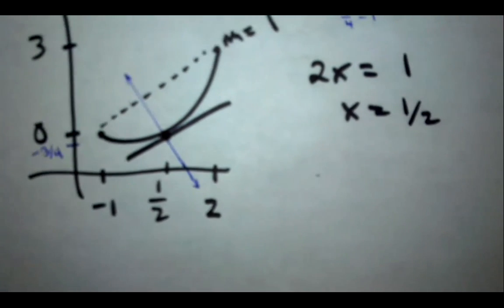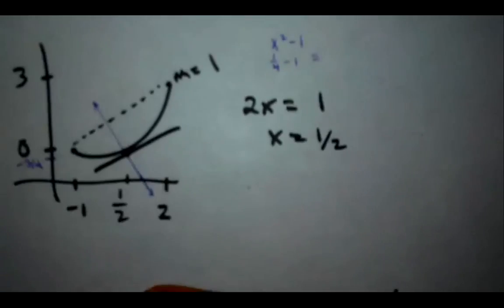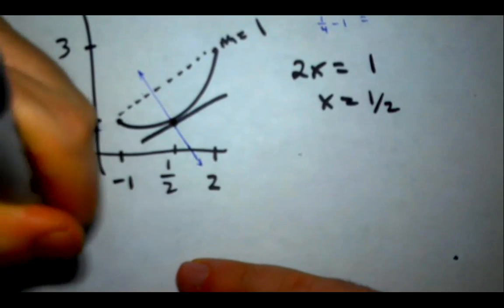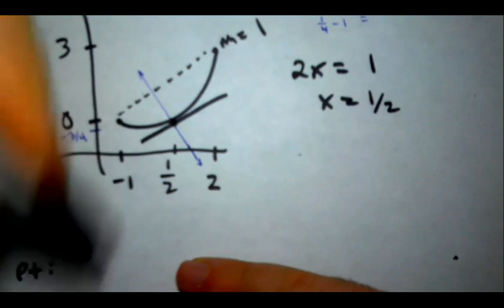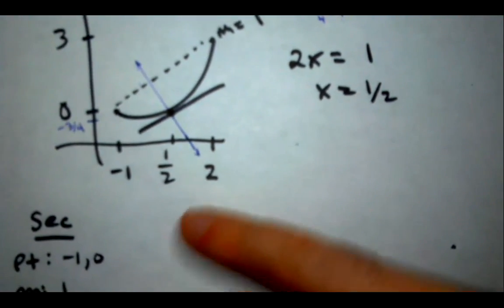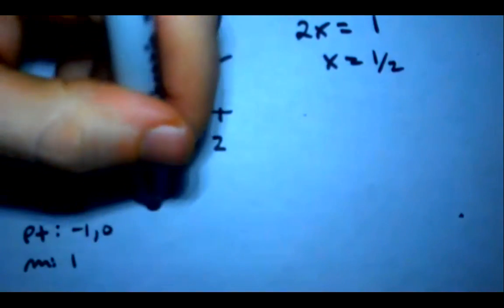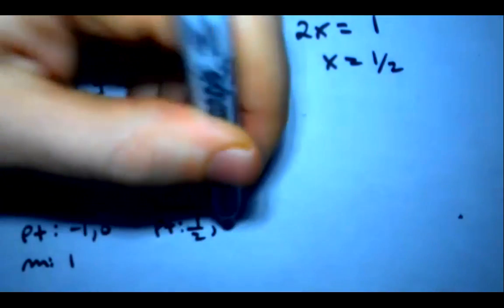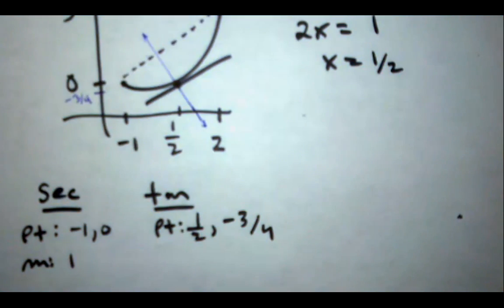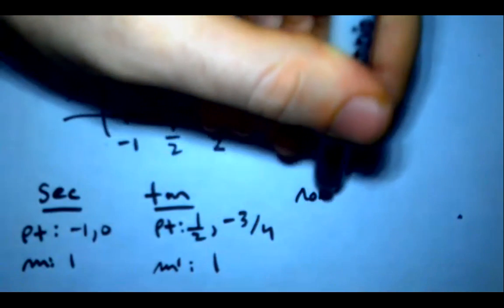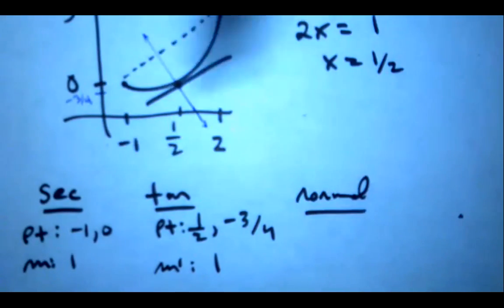So as far as this goes, if I ask you for the secant line, you could just use the point (-1, 0), slope 1. If I ask you for a tangent line, the point is going to be (1/2, -3/4), slope 1. If I ask you for the normal line, it runs through the same point as the tangent line.